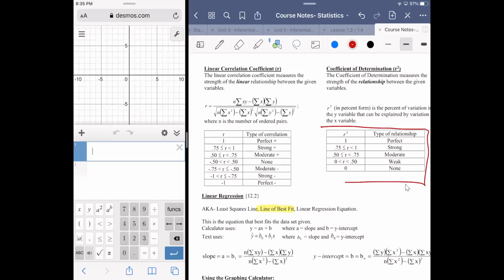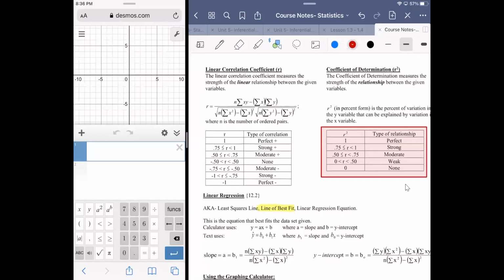I like this one in terms of giving us the sense of the relationship, because it just goes by the numbers, and all I have to remember is the closer that R squared value is to the number 1, the stronger the relationship is. And then that's all I really need to worry about.